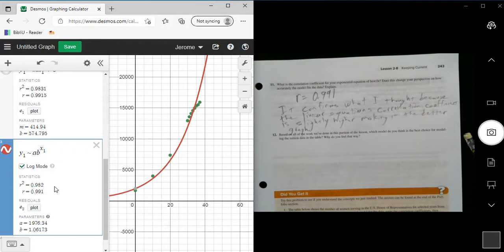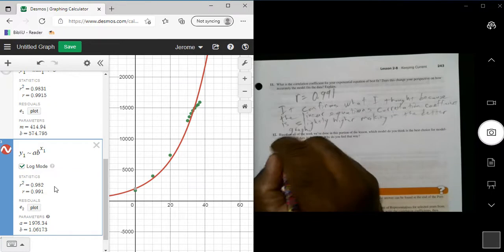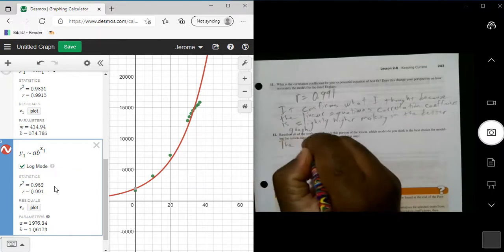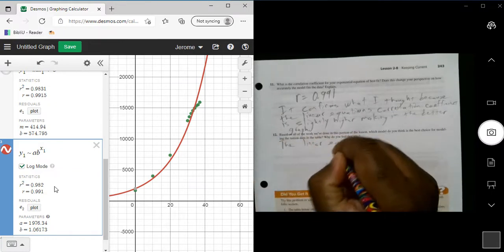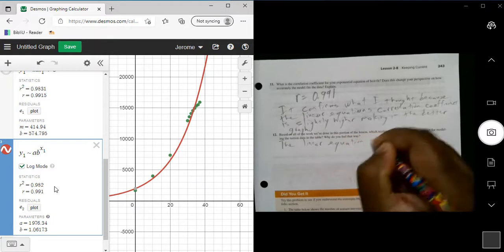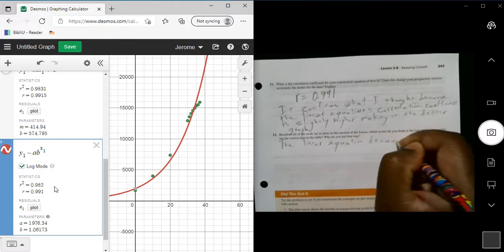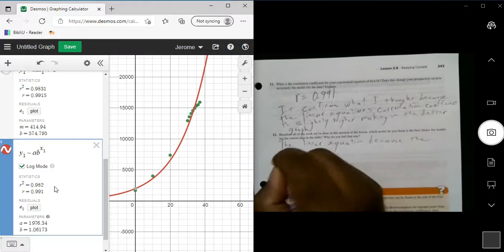Now, number 12, it says, based on all of the work we've done in this portion of the lesson, which model do you think is the best choice for modeling the tuition data in the table? It would have to be the linear equation because the correlation coefficient is higher.